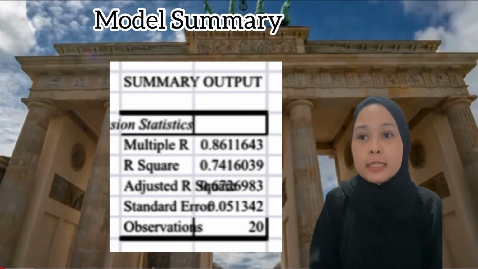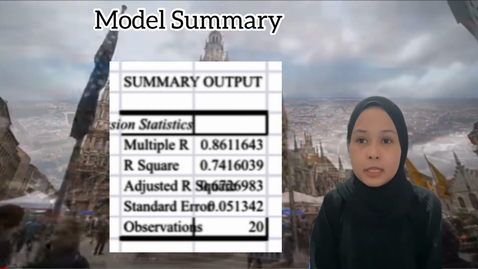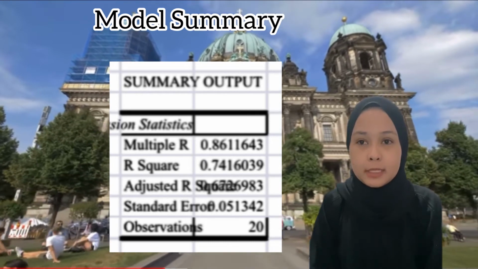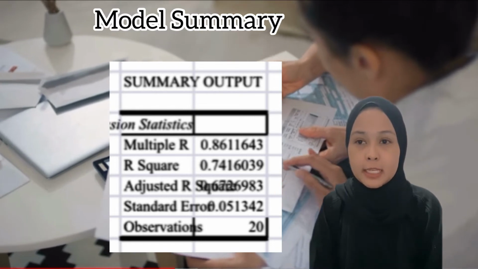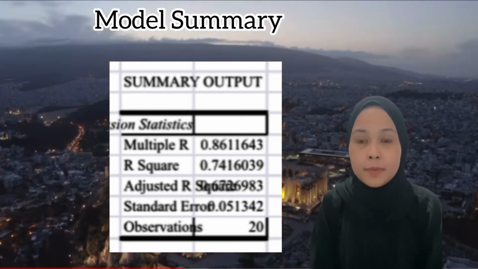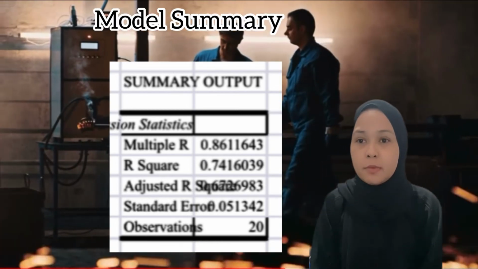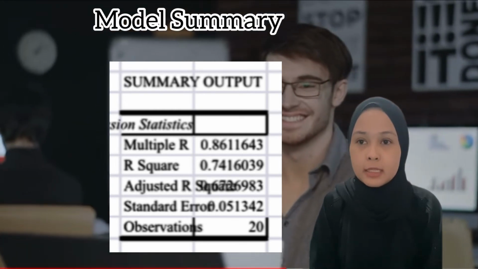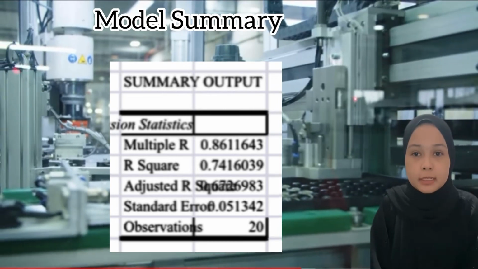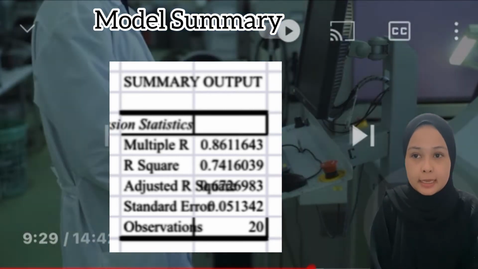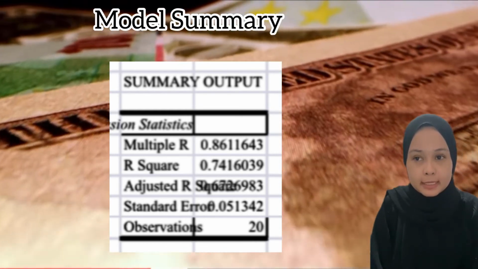For the model summary, the value of R square is 0.74160391. It shows that about 74.1% of the exchange rate of Germany is explained by export, inflation, oil price, and trade. As for adjusted R square, it is 0.6726982749. It means that 67.2% of the exchange rate variability in the dependent variable is mostly explained by the independent variables.